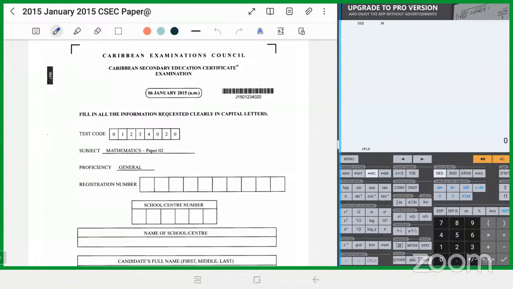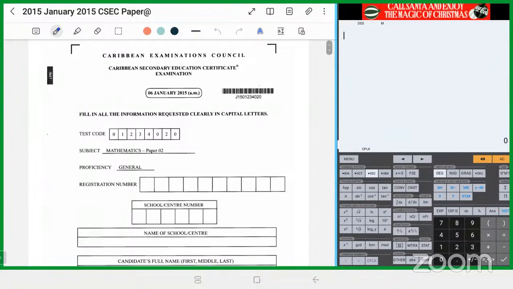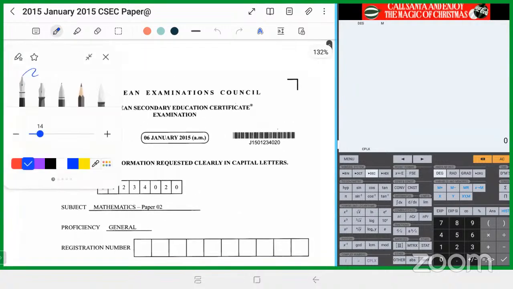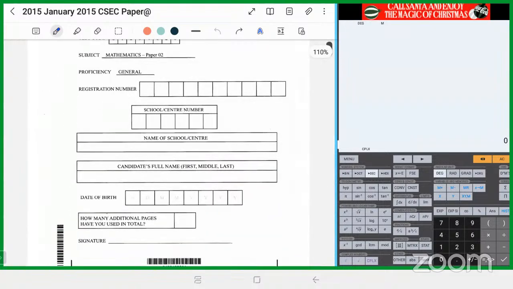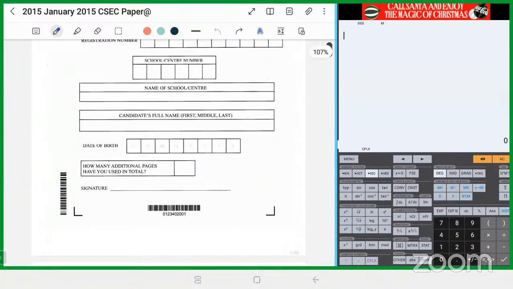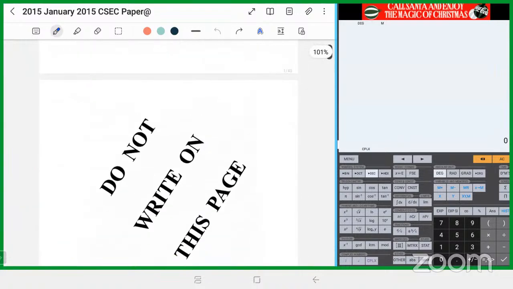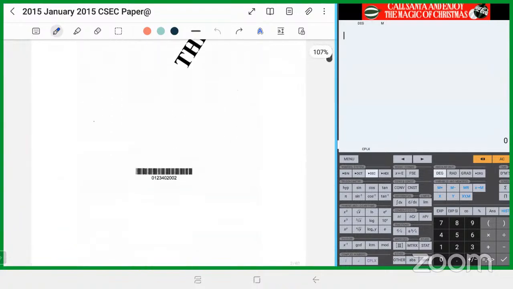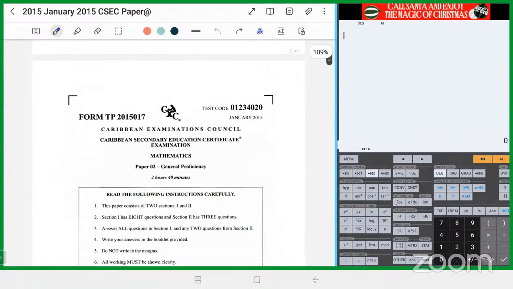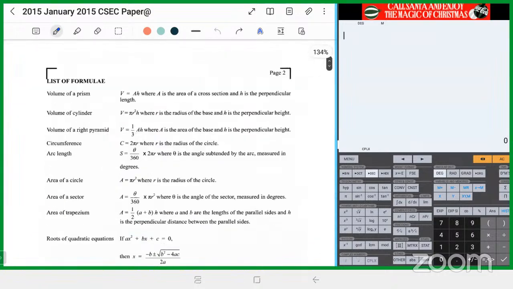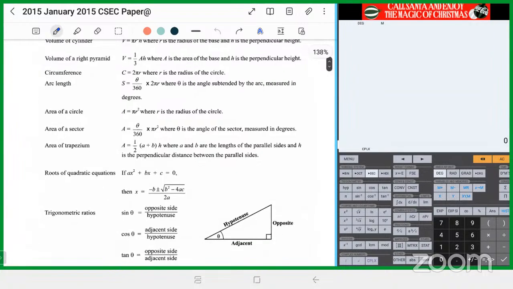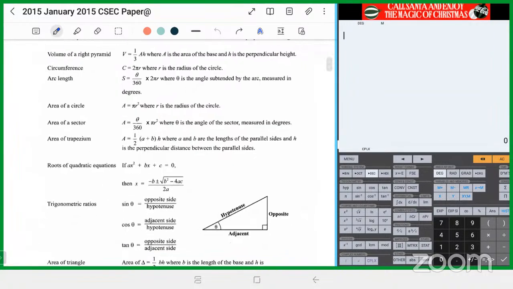Right, we can draw graphs now. All right, so I'm starting with this. This is the January 2015 paper. The syllabus and the structure of the paper were a little bit different back then as compared to now, but the questions are still very much relevant. So we're going to practice some questions. This is a revision session. All right, we're going to start at number 1.